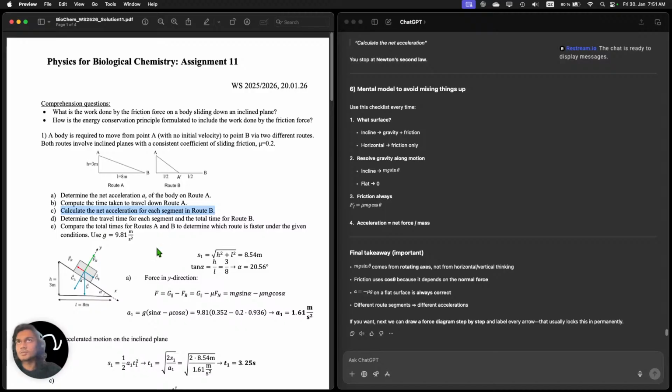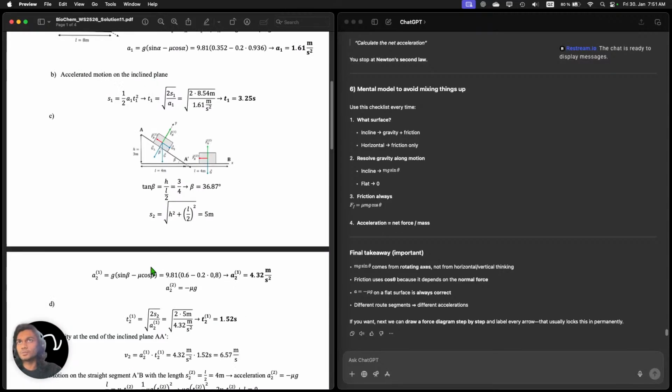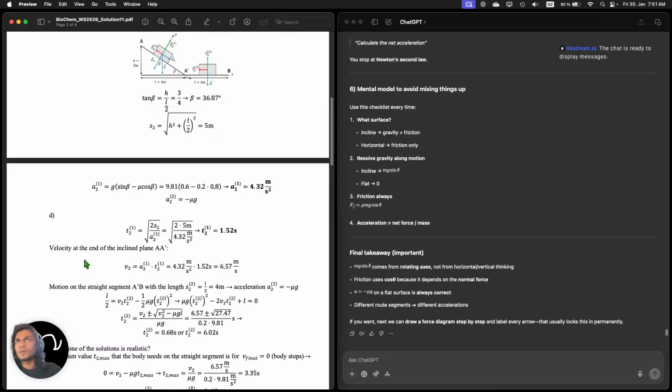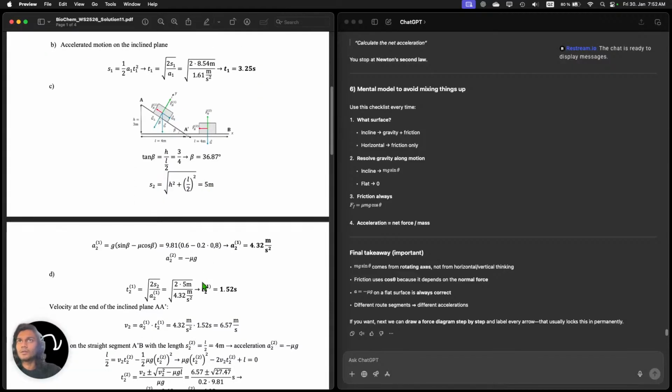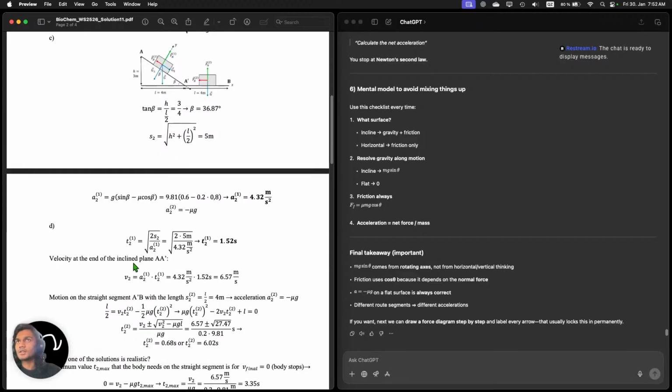Determine the time travel for each segment and the total time for route B. Route B. T21 equals 2 times. Is it from this? Yup. We got initial velocity 0, so 1.52. Velocity at the end of the inclined plane A equals A into T2. Okay. V equals AT. V equals AT. I need to remember that.